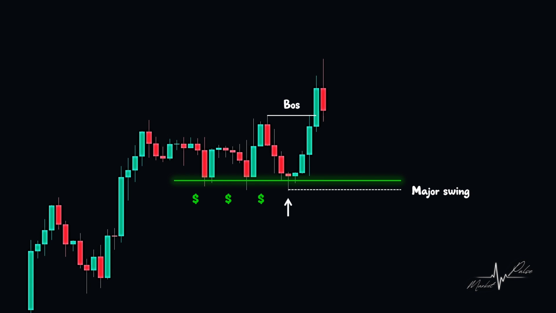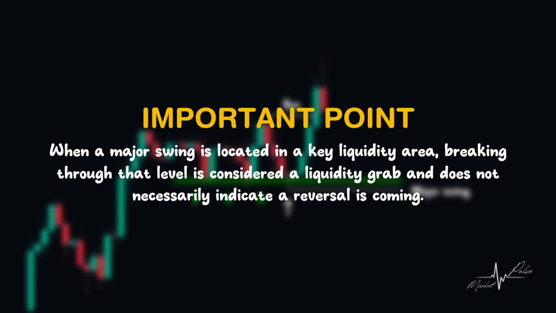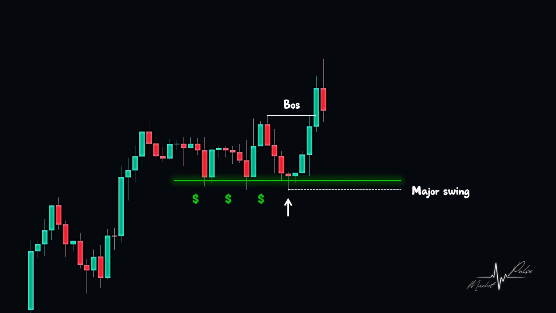To hunt these stop losses, smart money often pushes the price lower to engage the liquidity and then continues in the same bullish direction. Here's an important point. When a major swing is located in a key liquidity area, breaking through that level is considered a liquidity grab and does not necessarily indicate a reversal is coming. Keep in mind that in this scenario, we cannot identify this break as a valid change in character.